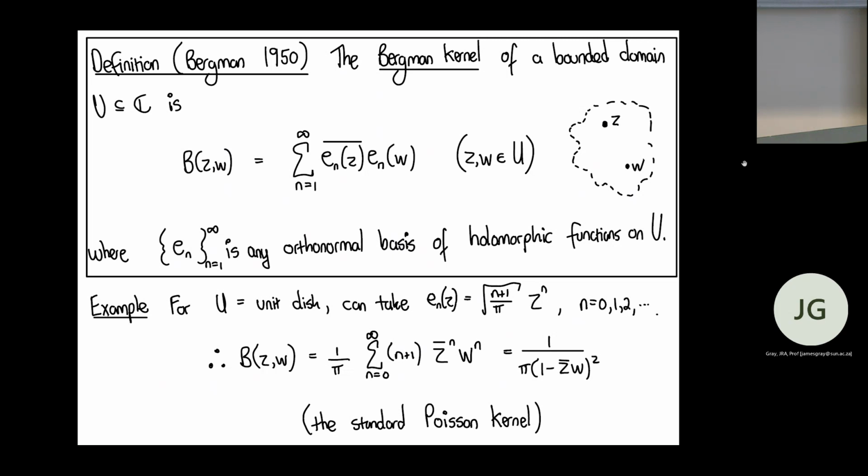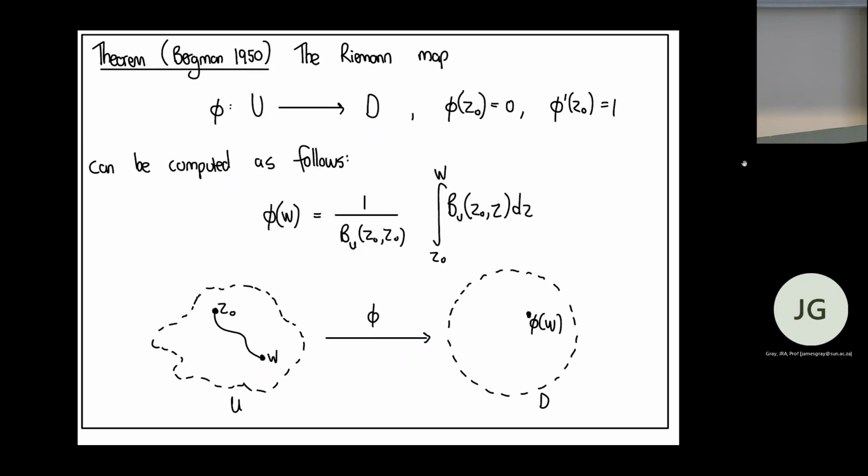Okay, well, what can you do with this Bergman kernel? So in that book, Bergman wrote down a wonderful thing. He said that the Riemann map, this thing that we were trying to write down, a holomorphic bijection between an arbitrary simply connected open subset U and a disk D, can be computed explicitly as follows.